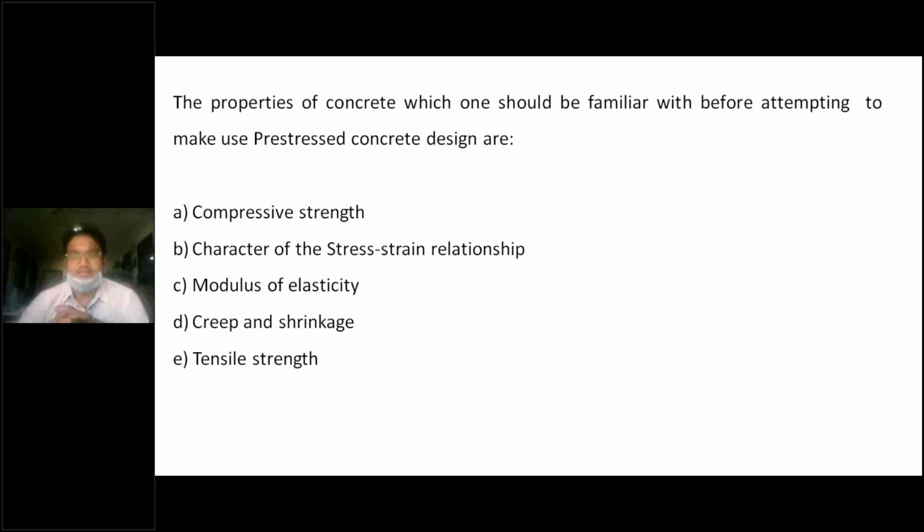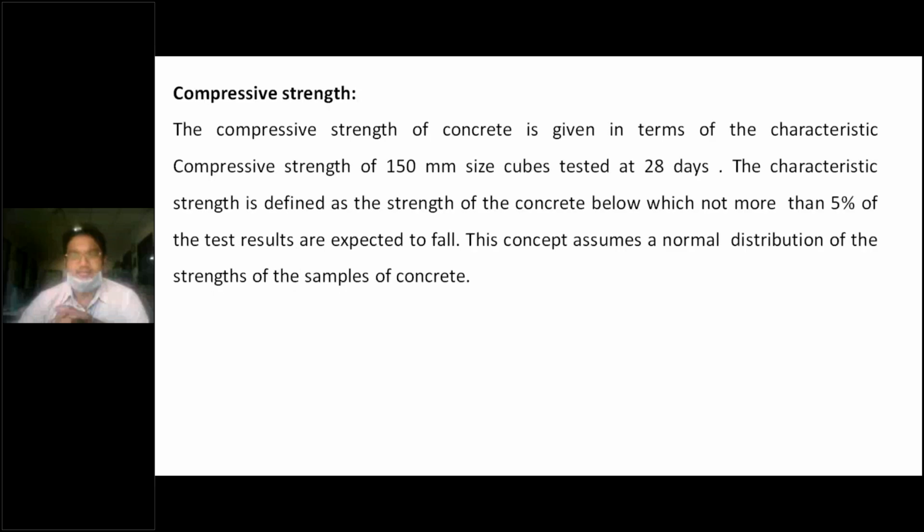So these are the very important properties. One is compression strength. The other one is the character of stress-strain relationships, and modulus of elasticity, creep and shrinkage, and tensile strength or the flexural strength. So these five properties you should try to know before designing these prestressed concrete elements. Okay, so let's go deeper with some information.